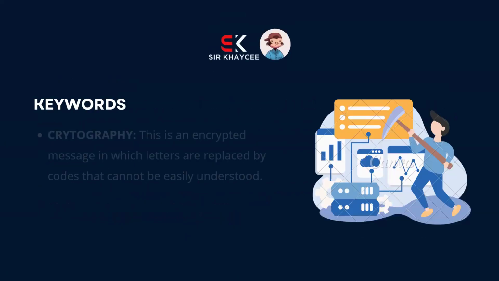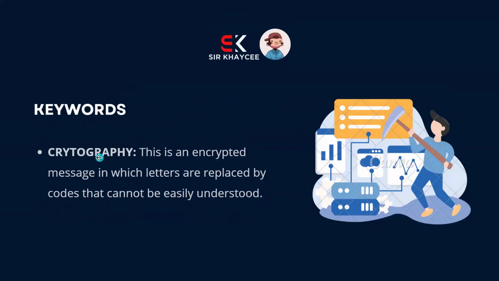Now we have cryptography. How is this able to record all these things so that people are not able to change it? It is through the aid of cryptography. This is an encrypted message in which letters are replaced by codes that cannot be easily understood. This just talks about the security system. It's because of this that you can't hack the blockchain like that. It's very hard for scammers to understand an encrypted message.